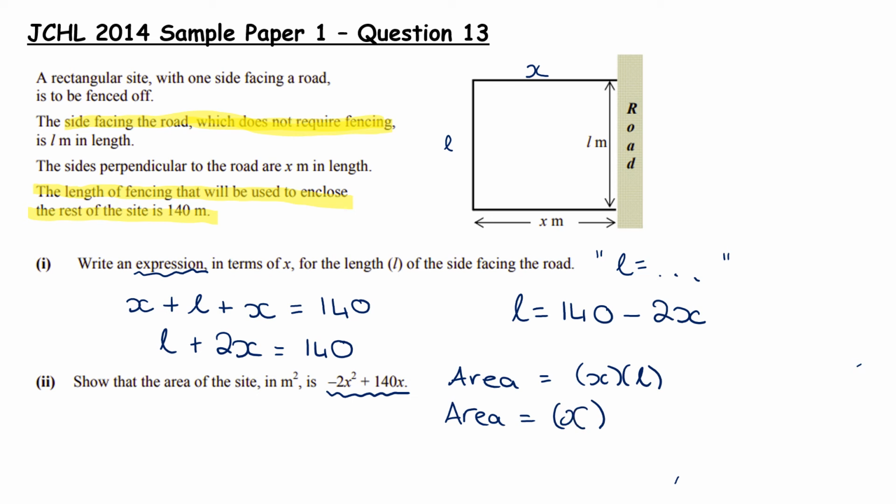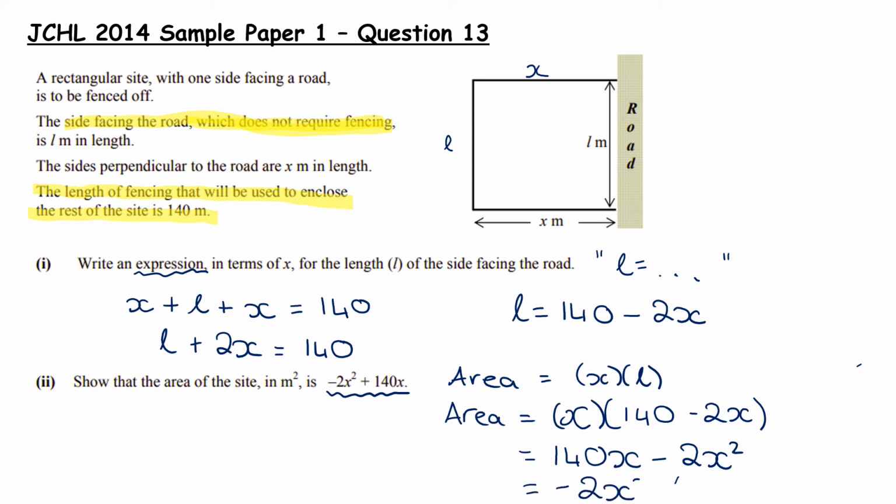When we've seen this in the past, they've often gone, show that the expression is 140 minus 2x. That way, if you can't figure out that part, you still have the answer to continue on to the next part. Remember that this is a sample paper. So instead of L, I'm going to put in 140 minus 2x, and then I'm going to multiply out 140x minus 2x squared, which is what they wanted. It's just written the other way.